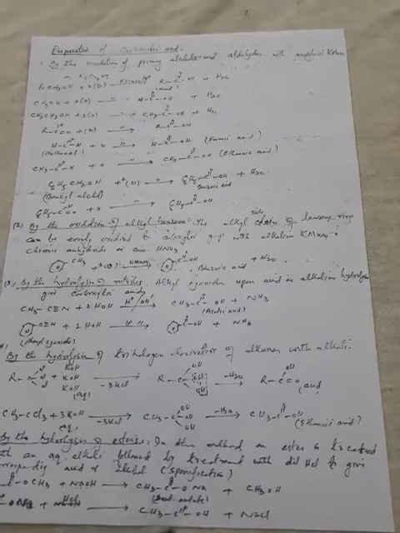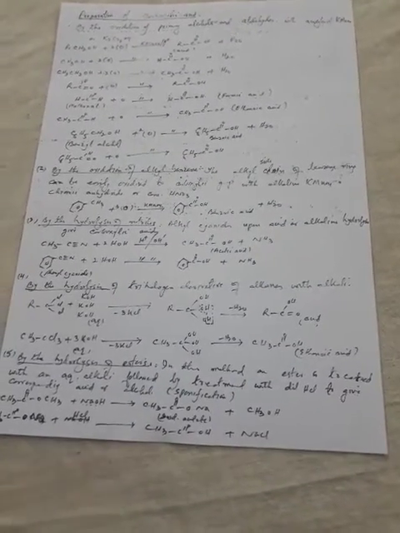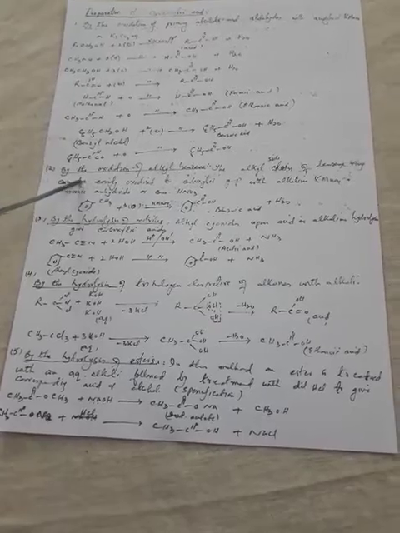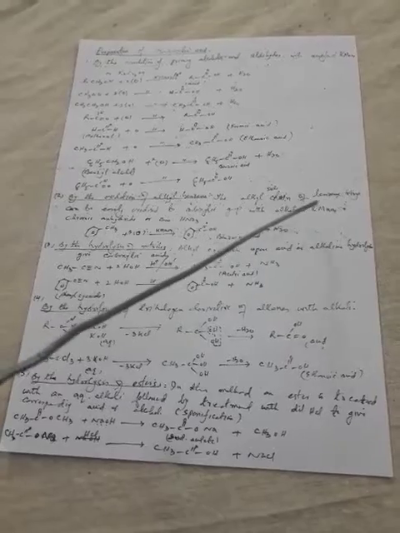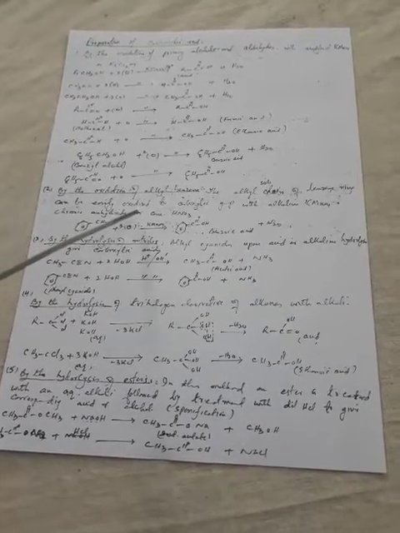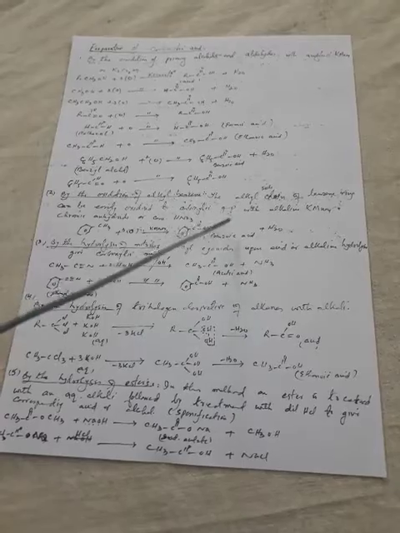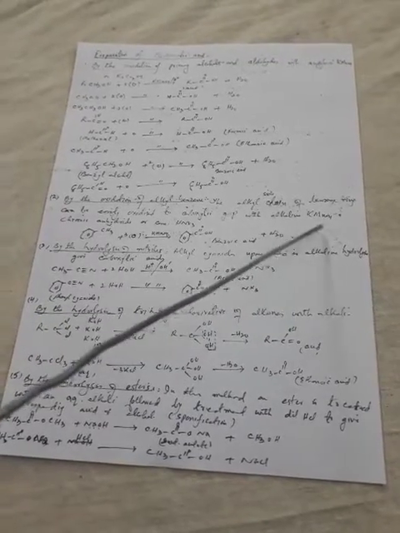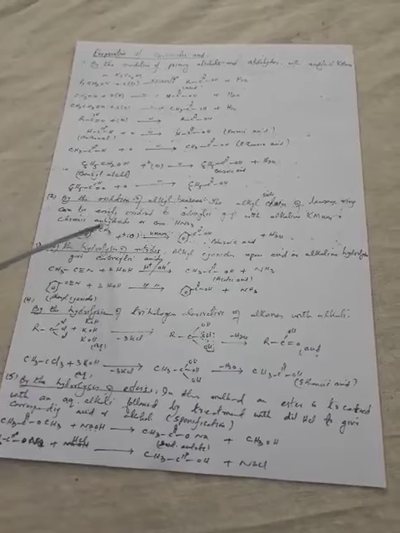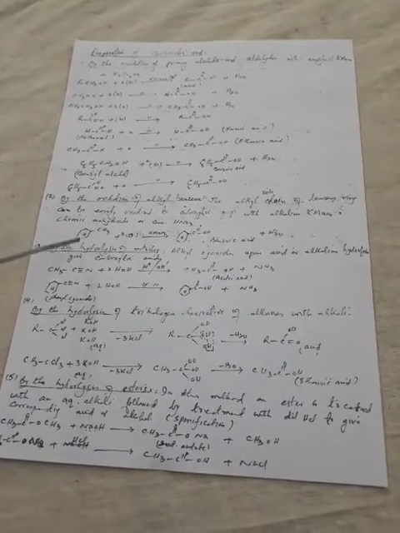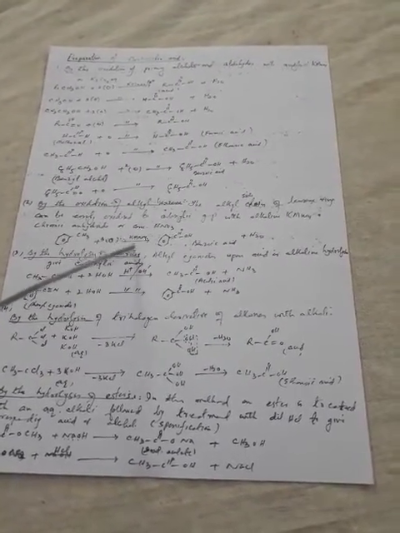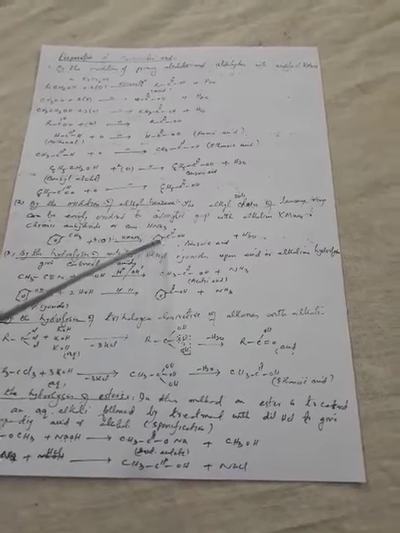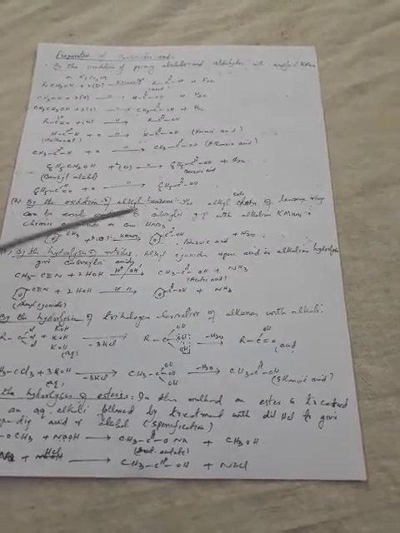Then another method is by the oxidation of alkyl benzene, or simply we can call it toluene. In this method, the alkyl side chain of the benzene ring can be easily oxidized to a carboxyl group with alkaline KMnO4, or we can use chromic anhydride, or concentrated sulfuric acid. You can see here, this is toluene or alkyl benzene, that is methyl benzene. Upon oxidation with alkaline KMnO4, we get benzoic acid. This is the second method.